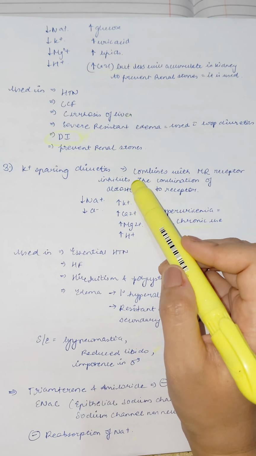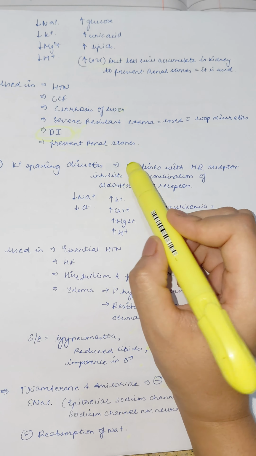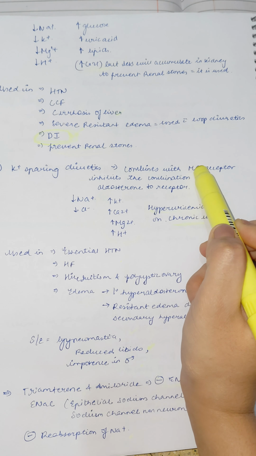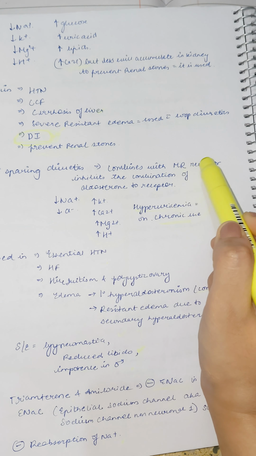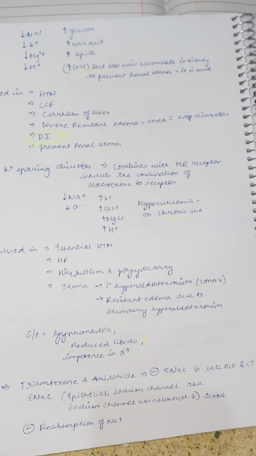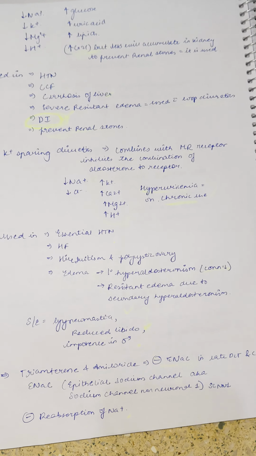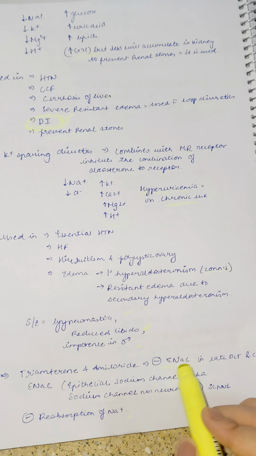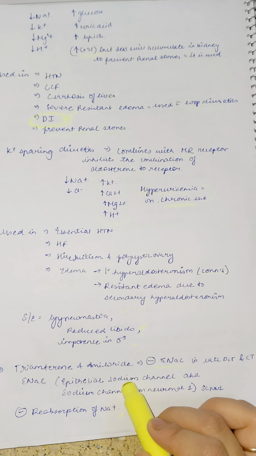Potassium-sparing diuretics have two mechanisms. It first combines with the mineralocorticoid receptor and inhibits the combination of aldosterone with the receptor. And it has another role: it inhibits the ENaC channel, that is, the epithelial sodium channel.